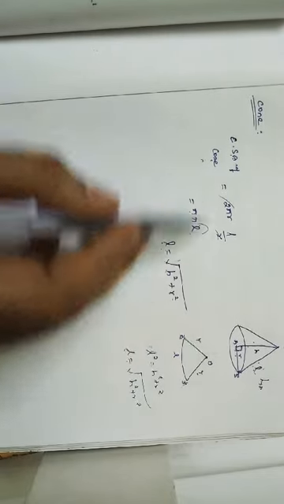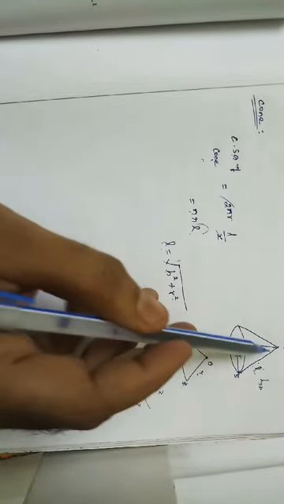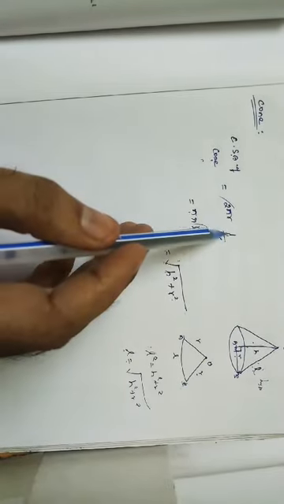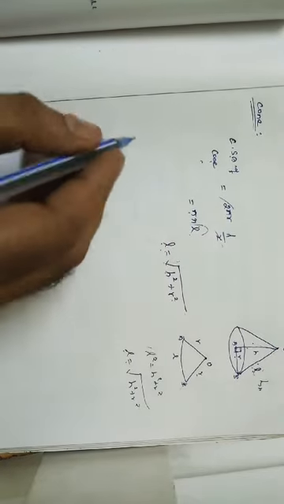CSA of cone is what? The base is a circle shape, so the circumference of the circle is 2 pi r, and the height is L by 2, where L is the slant height. While simplifying, we get pi r L. So we get the CSA of cone.